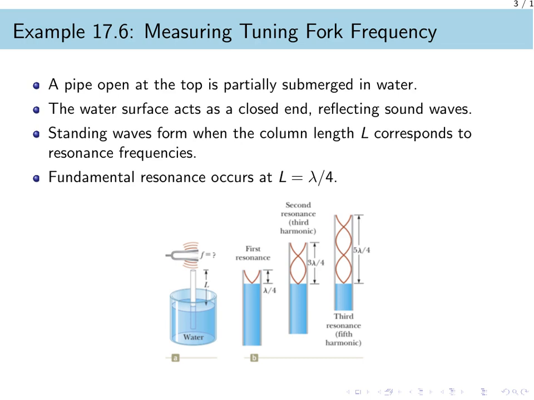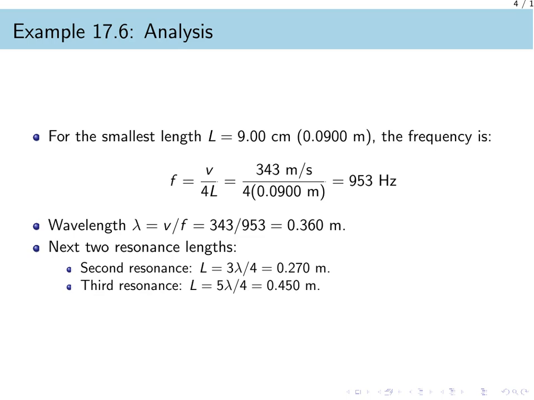The first resonance, or the fundamental frequency, occurs when the length of the air column is equal to 1/4 of the wavelength. As we move the pipe and change the length, we can find the second resonance at 3/4 of the wavelength and a third resonance at 5/4 of the wavelength. Let us analyze a specific case where the smallest length for resonance is 9 centimeters, or 0.0900 meters.